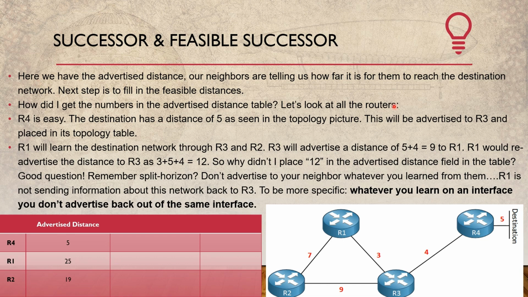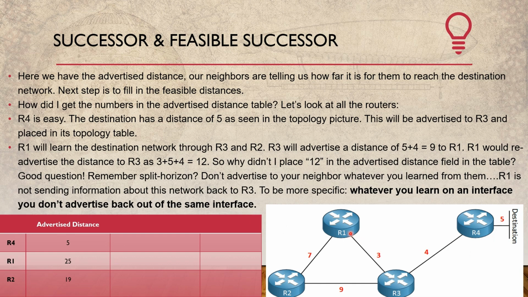So that is the split horizon rule. It says do not advertise to your neighbor whatever you learn from them. R1 is not sending the information about this network back to R3. To be specific, whatever you learn on an interface, you do not advertise back out of the same interface.